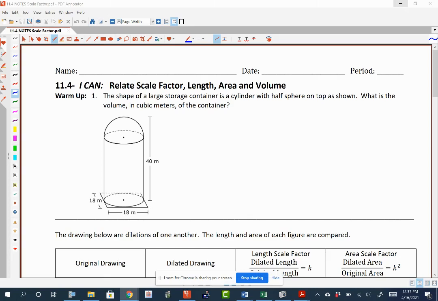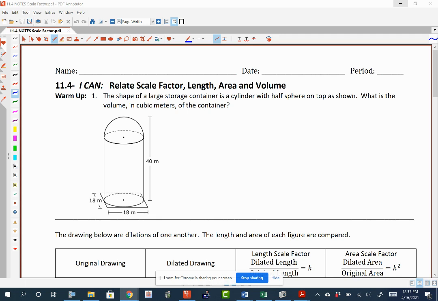This is our last section in 11.4, another quick unit for us. Our objective today is to be able to relate scale factor, length, area, and volume. So kind of bringing this all to a close. So let's go ahead and look at warm-up number 1.